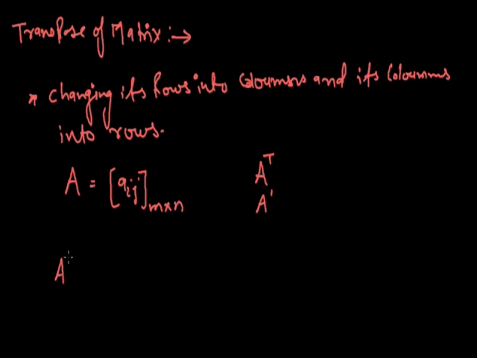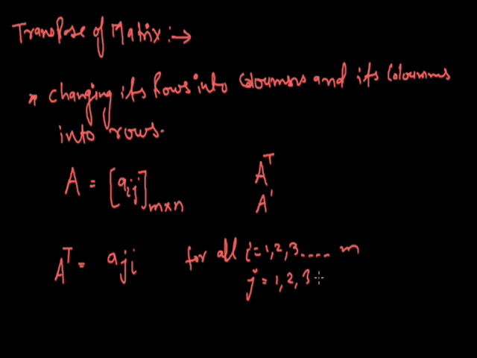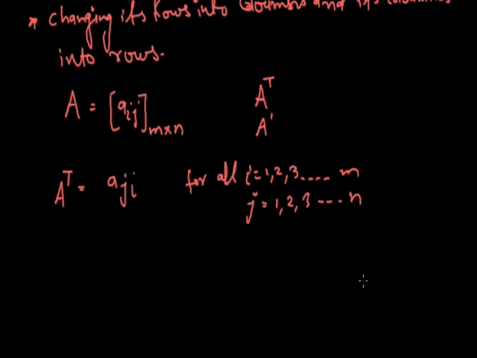Now if we find the transpose of this matrix, then the A transpose matrix is Aji, for all i equals 1, 2, 3 up to m and j equals 1, 2, 3 up to n. Now let's take an example.